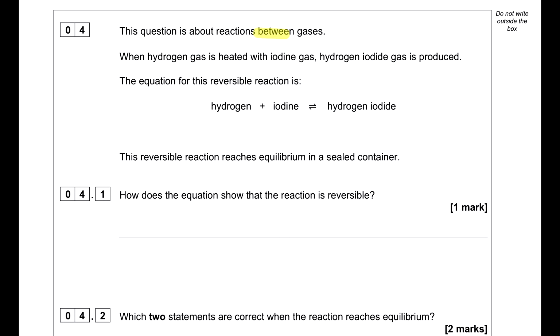This question is about reaction between gases. When hydrogen gas is heated with iodine gas, hydrogen iodide gas is produced. The equation is reversible: hydrogen plus iodine, the reversible symbol in between, and hydrogen iodide. The reversible reaction reaches equilibrium in a sealed container. How does the equation show the reaction is reversible? So the equation contains a reversible sign, which indicates that the reaction is reversible.